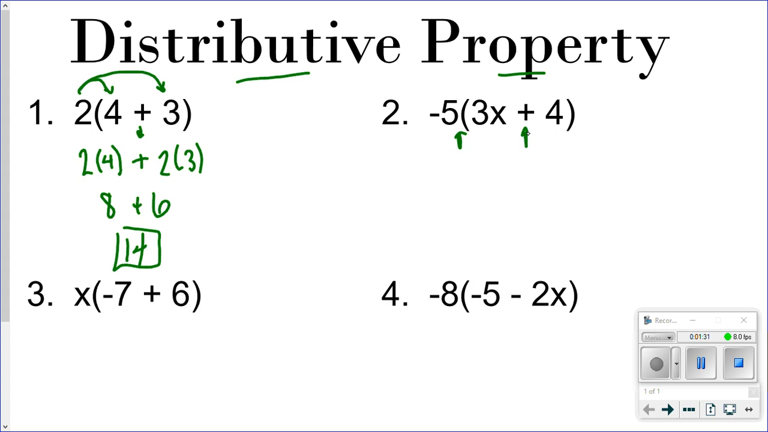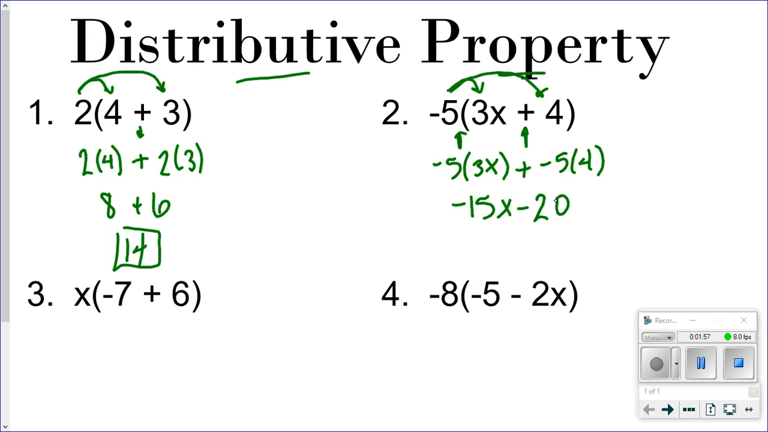So on this next one, you're going to take your -5 and distribute it to both terms inside the parentheses. So you have -5 times 3x, and then you have plus -5 times 4. Biggest thing I see is students forget to distribute it to this second number. From there, you can simplify. You're going to get -15x and then minus 20. Or if you wanted to, plus a -20.